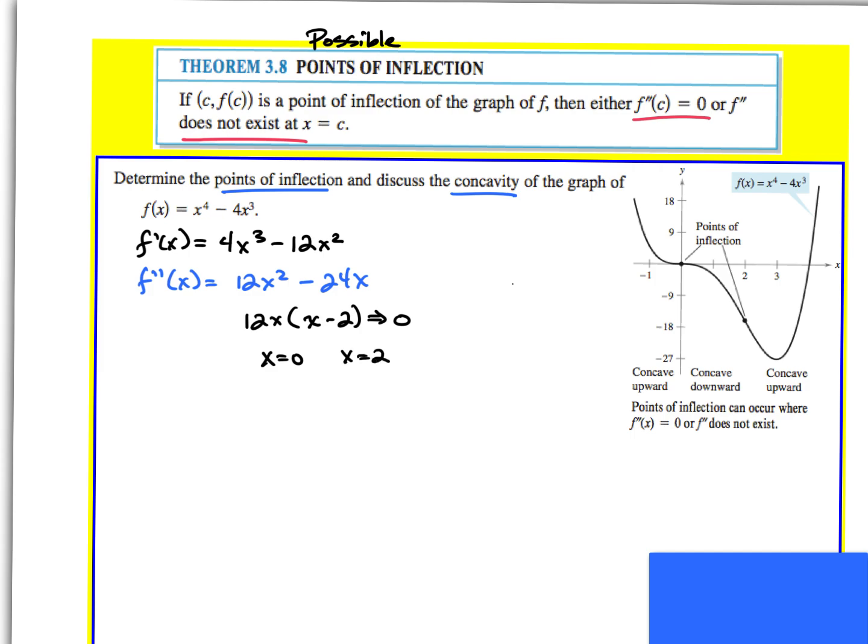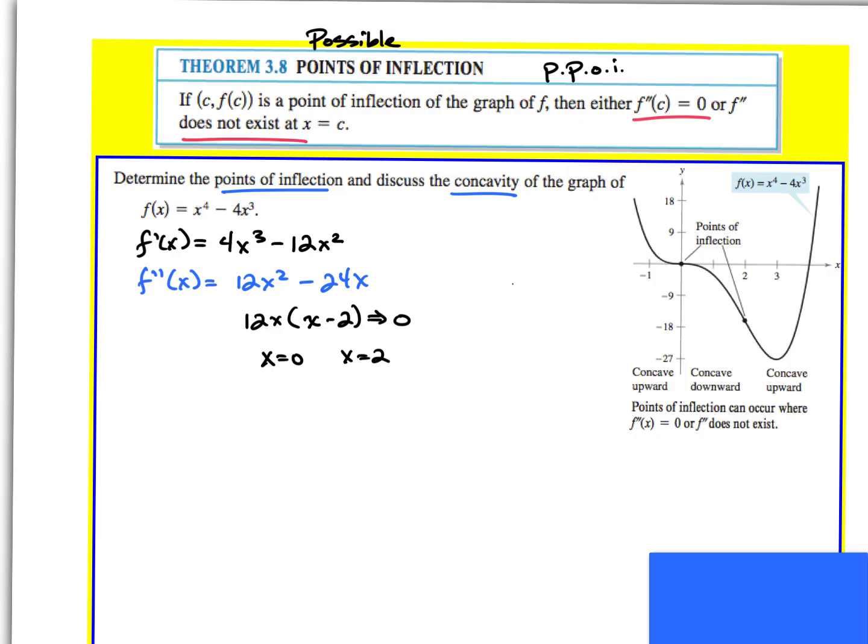So what do we call those? We call them possible points of inflection. All right. I had a past student. She called them p-poise, and so I kind of like to call them p-poise now too. And so they're possible points of inflection. All right. So they're not poise. They're p-poise.